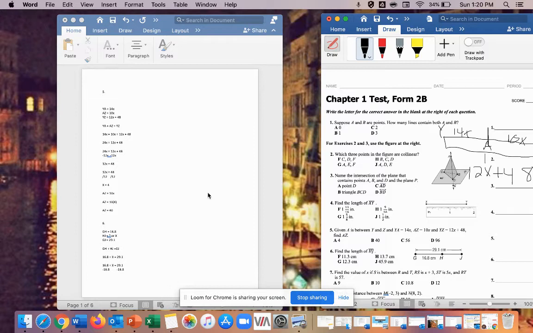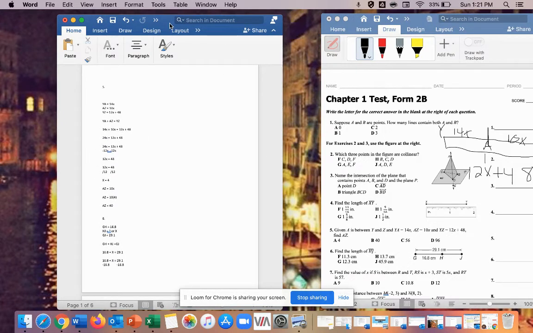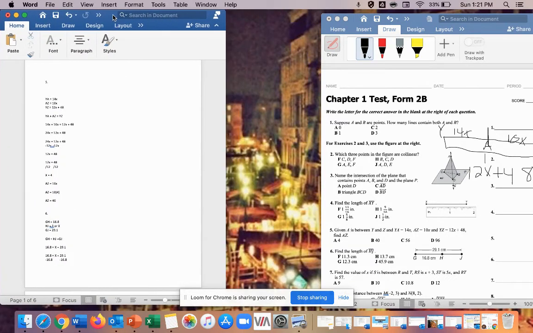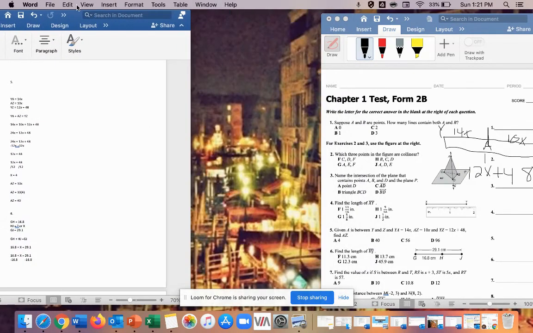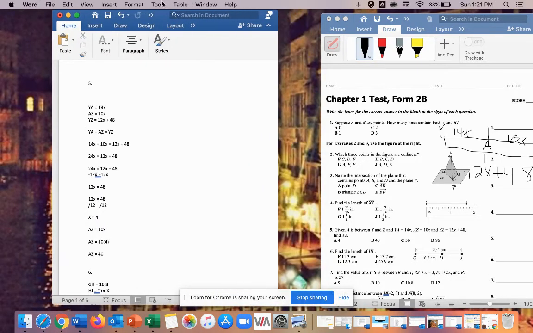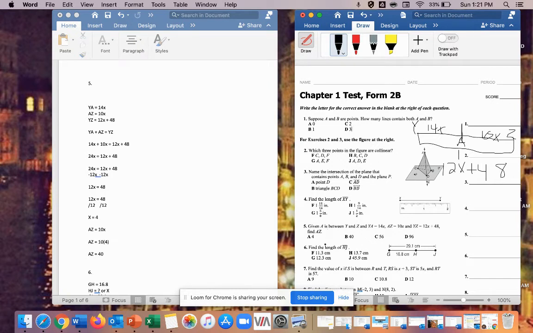All right, let's see if we can go a little bit bigger on this. Move this up just a little bit and maybe over a little bit. Oh man, can't find the zoom thing. There it is. Cool. We'll zoom this up to 100. All right, fantastic. So like we already described here, A is between Y and Z. YA is 14x, AZ is 10x, and YZ is 12x plus 48.